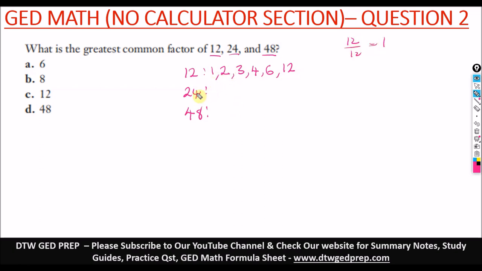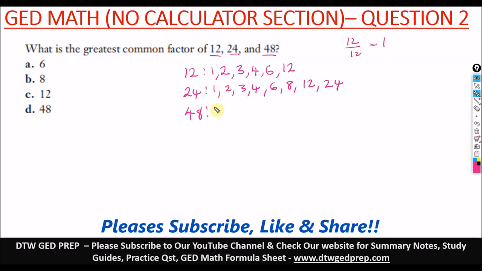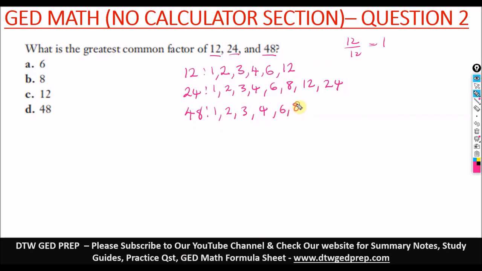So for 24, you have 1, 2, 3, 4, 6, 8, 12, and 24. For 48, the factors are 1, 2, 3, 4, 6, 8, 12, 16, 24, and 48. So these are the factors of these three numbers.